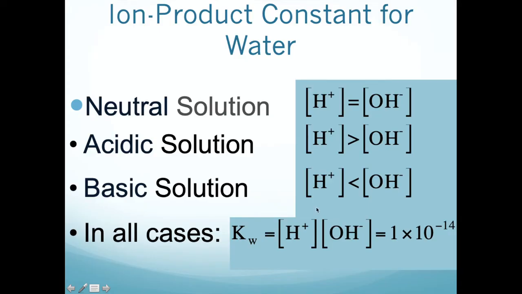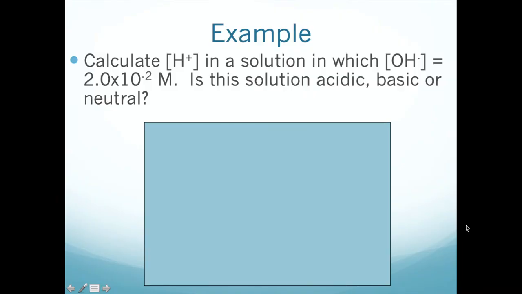And in all of these cases, the key thing to remember is that whatever your H+ concentration, whatever your OH- concentration, the two of them multiplied by each other will always give you Kw, which is 1 times 10 to the -14. Okay, so that's a great way to calculate one from the other, because you know that the two of them multiplied together will always give you that number.